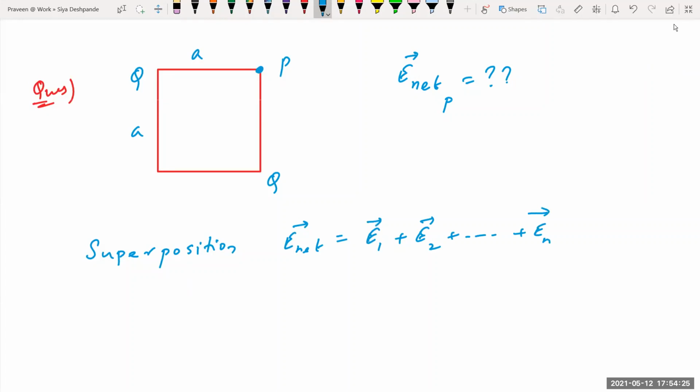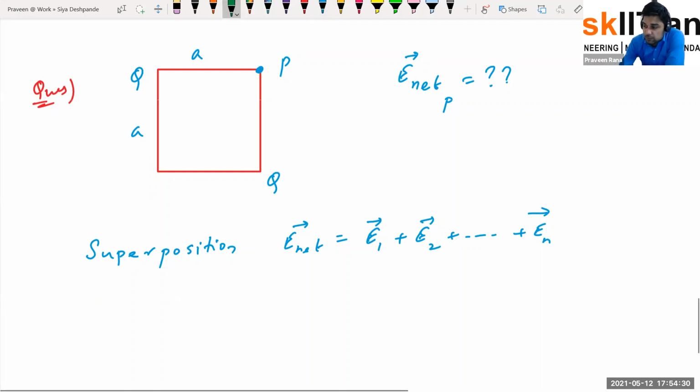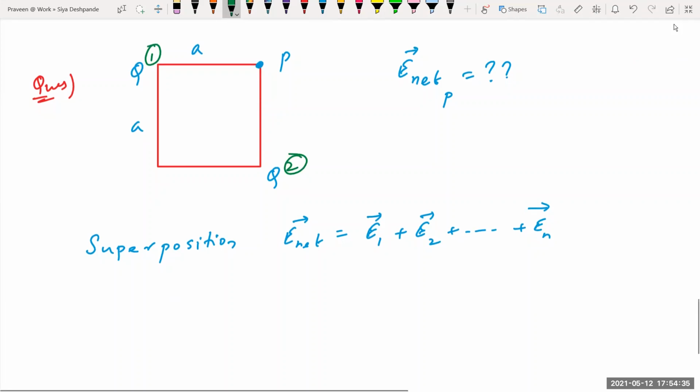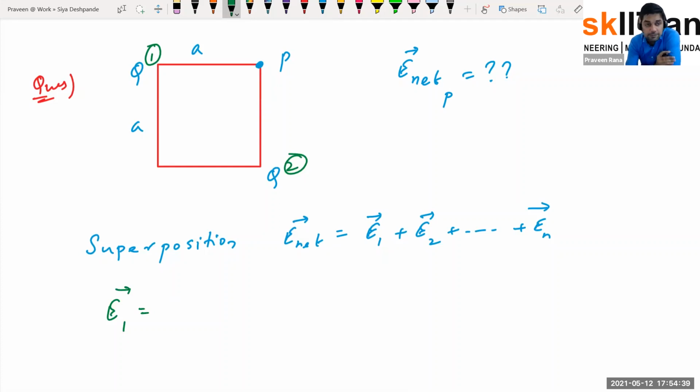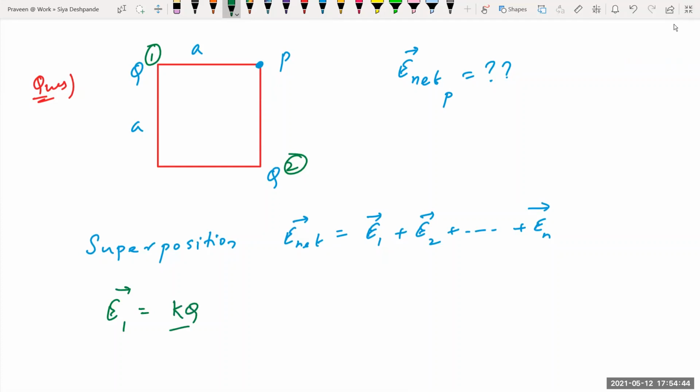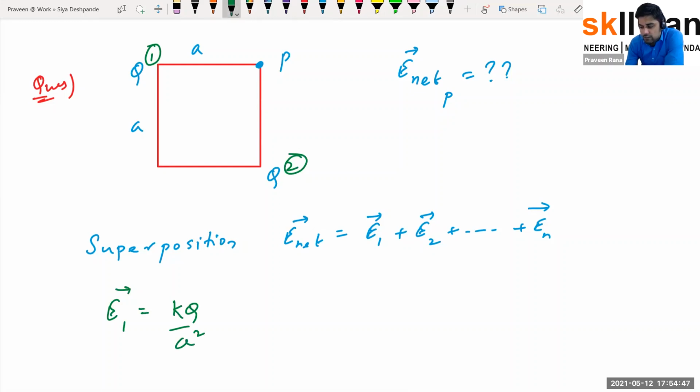Now, let's say we have these charges. This is charge number 1 and that is charge number 2. Can you tell me the value of the electric field due to the first charge at P? KQ over A squared. Exactly right. And what would be the direction of this electric field? Towards the right. Here is a positive charge and the electric field would be outward from it. So at P, it will be towards the right.